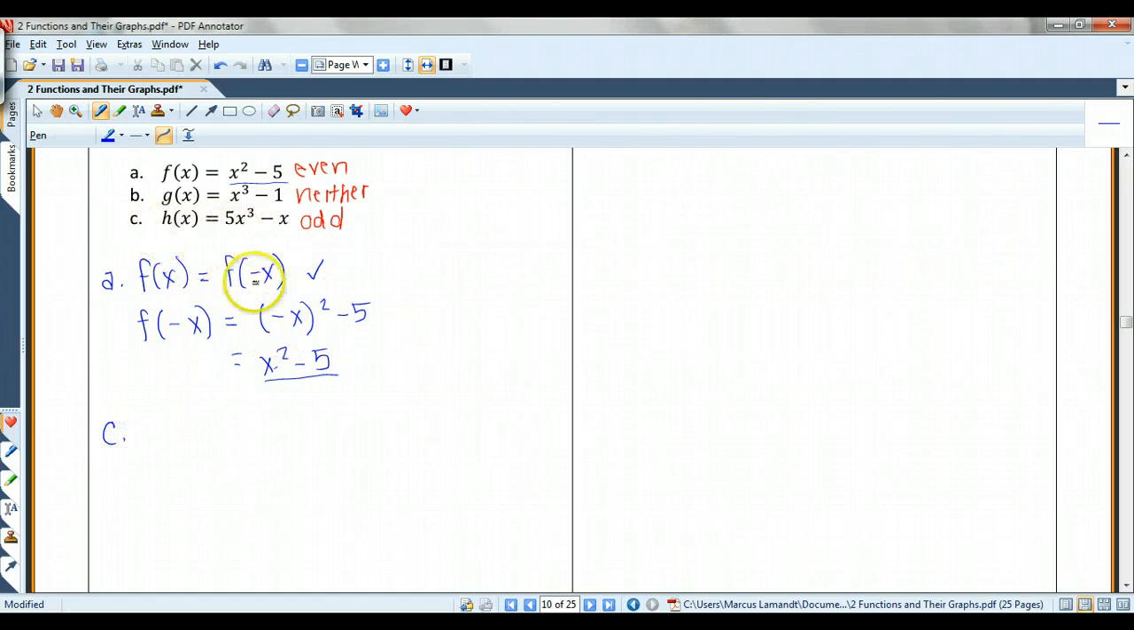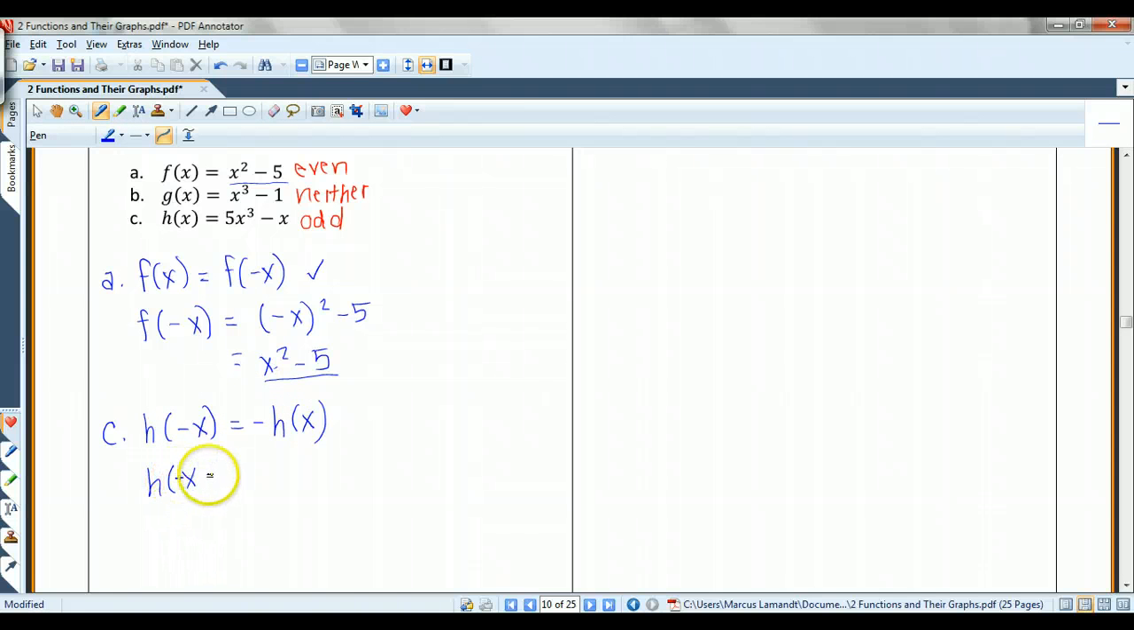B is neither. This one's odd. In order to show that it's odd, we have to show that f of negative x equals negative f of x. So let's plug in negative x. These are all h's, not f's. F was the first one. Okay. H of negative x equals negative h of x.